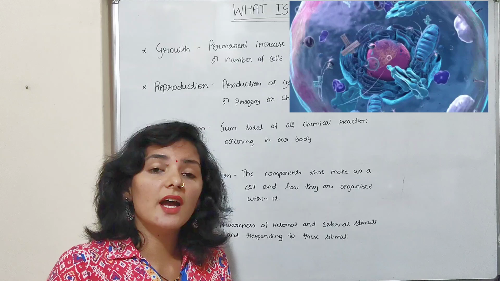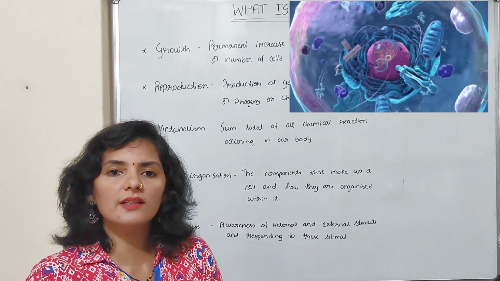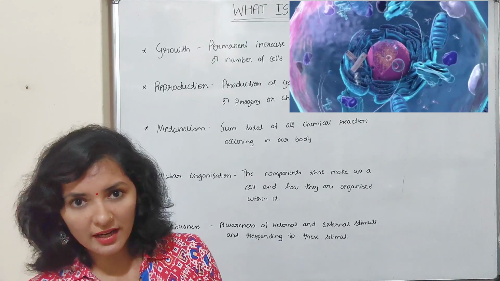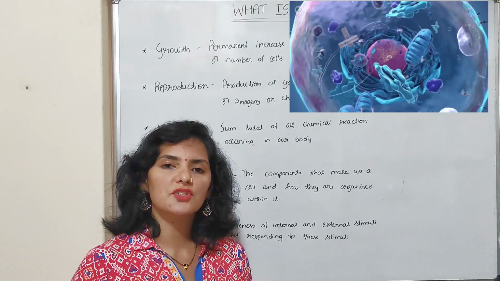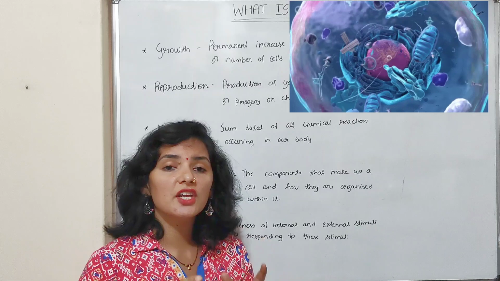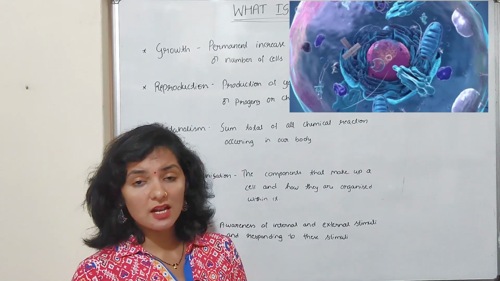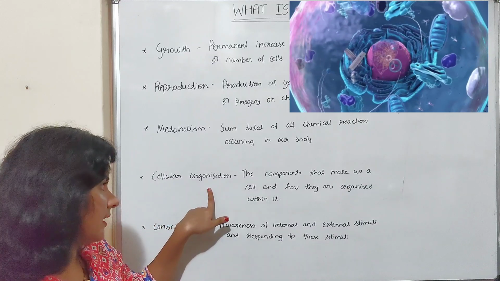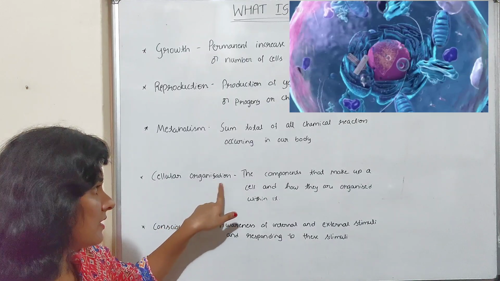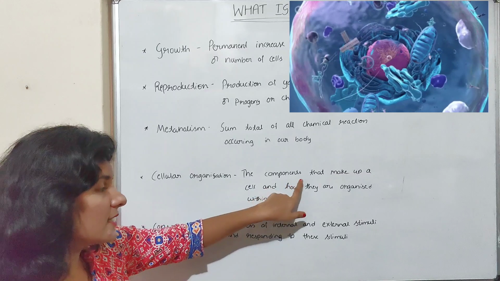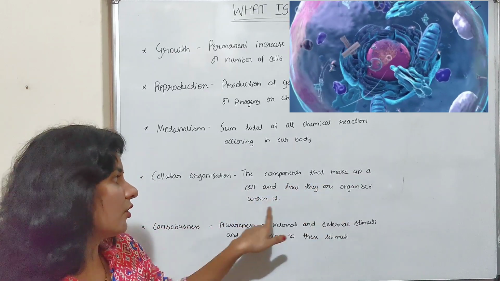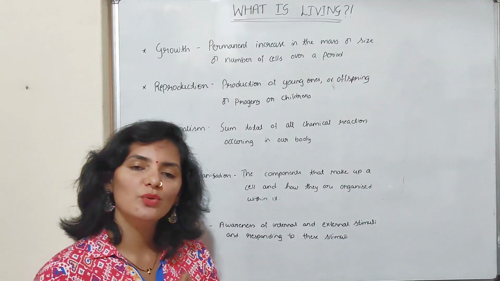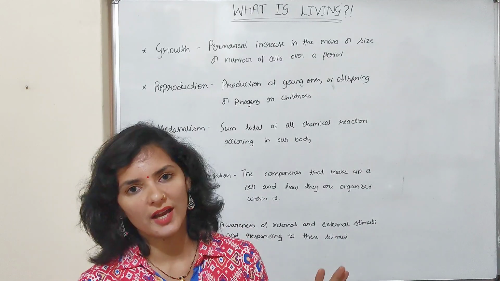So these metabolic reactions are distributed among the different organelles inside the cell, finally to perform all functions of life. Such distribution of metabolic reactions among the organelles, or such arrangement of the different organelles within the cell to perform all functions of life, is nothing but the cellular organization. So cellular organization means the components or different organelles that make up the cell and how they are organized within it.